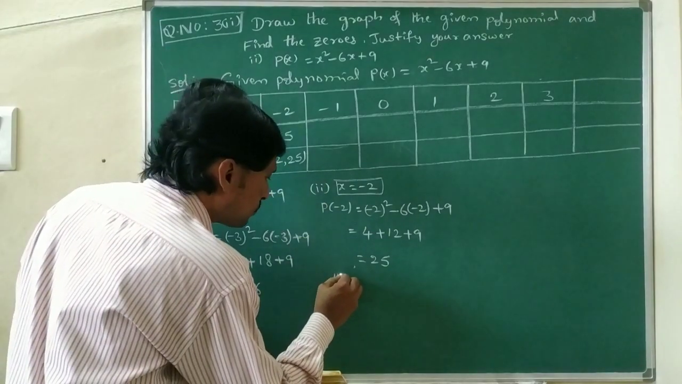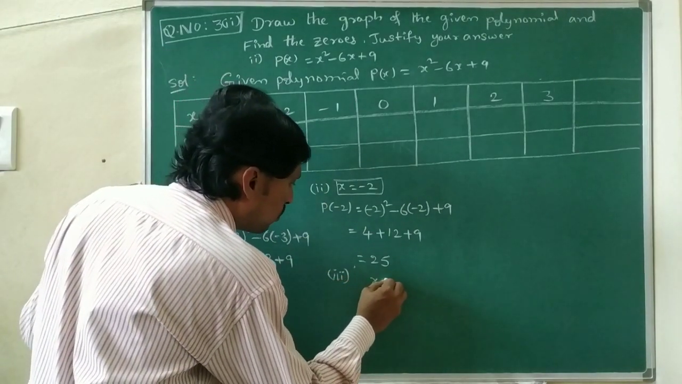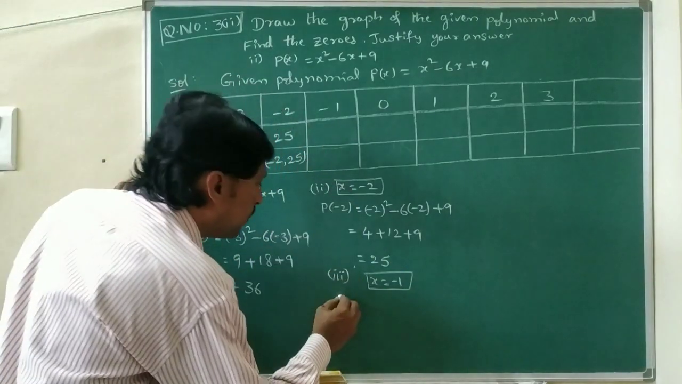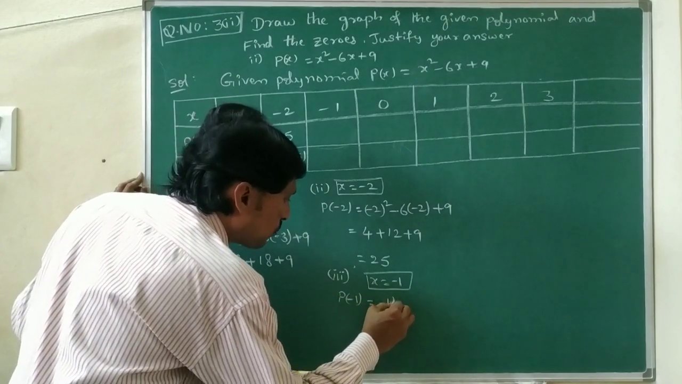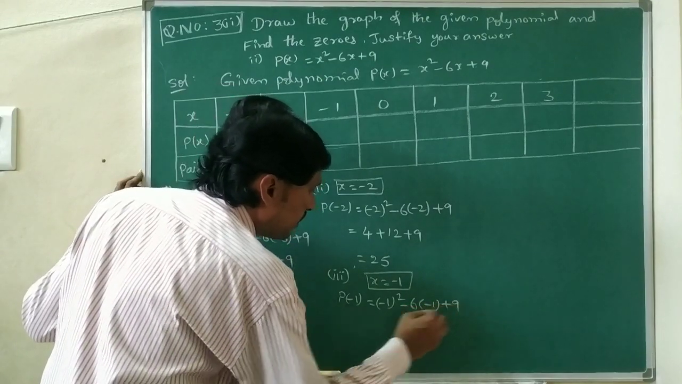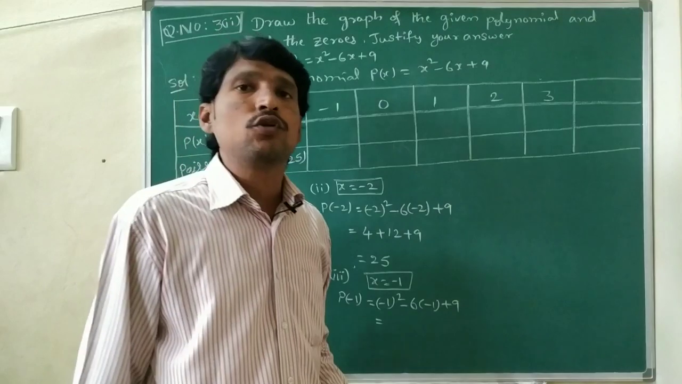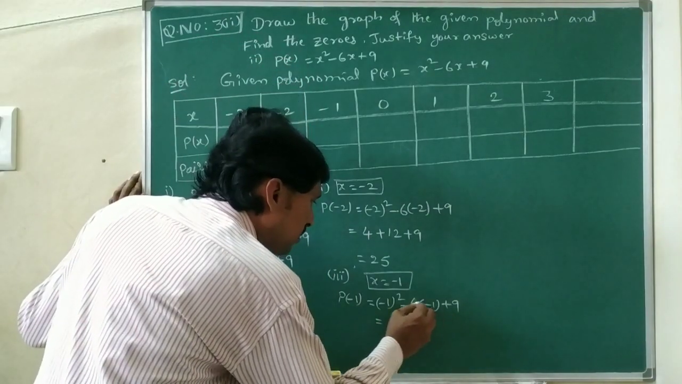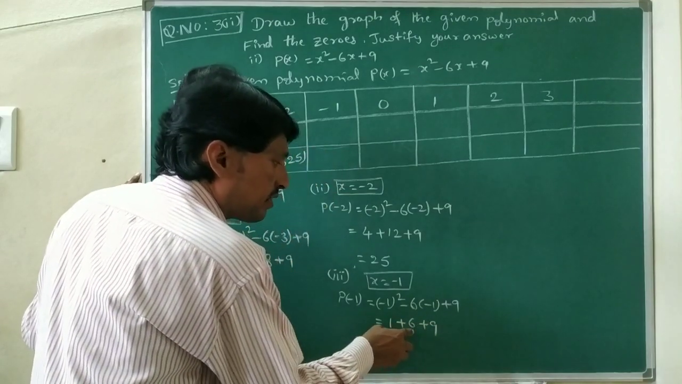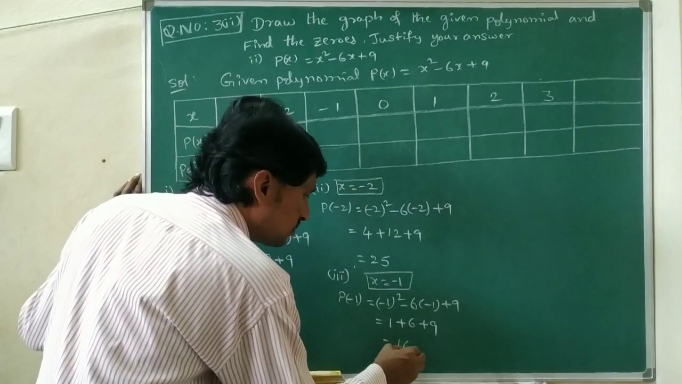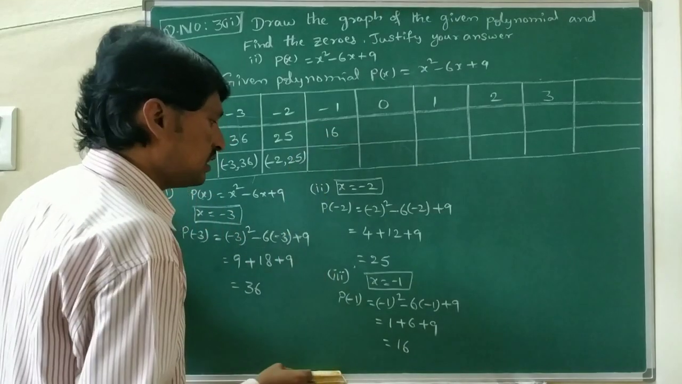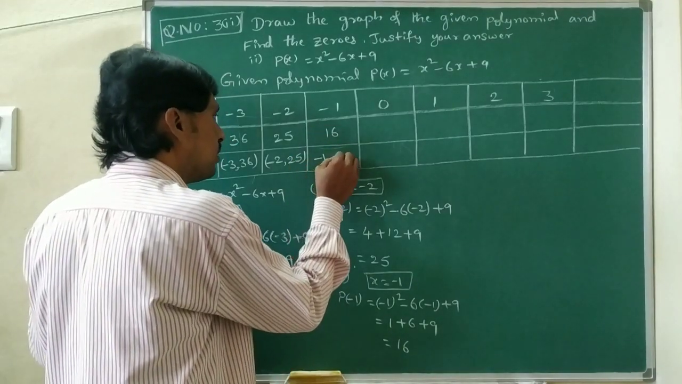Next, third one. So x equal to minus 1 you can take. x equal to minus 1. So p of minus 1 equals minus 1 whole square minus 6 of minus 1 plus 9. Minus 1 whole square, minus 1 into minus 1, that is plus 1. Minus into minus plus, 6 1s are 6, plus 9. That equals 1 plus 6 is 7, 7 plus 9 is 16. So here we got, sorry, not the pair, the p of x value is 16. Now the pair is minus 1 comma 16.